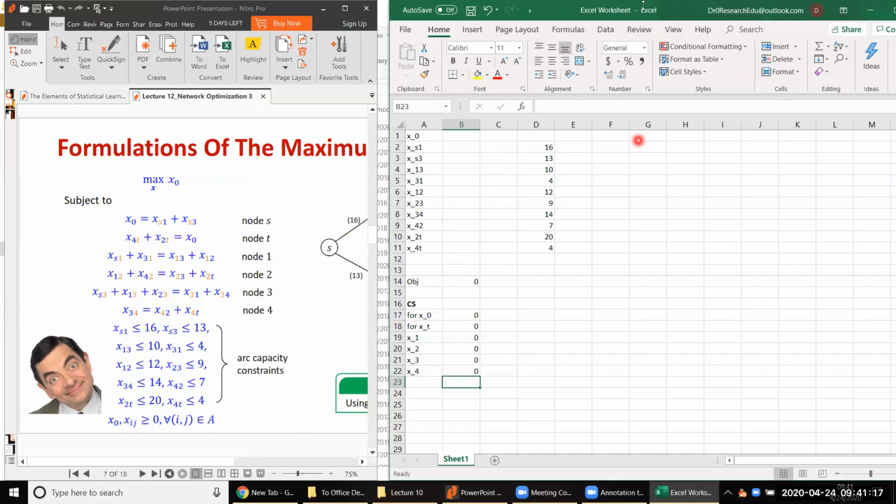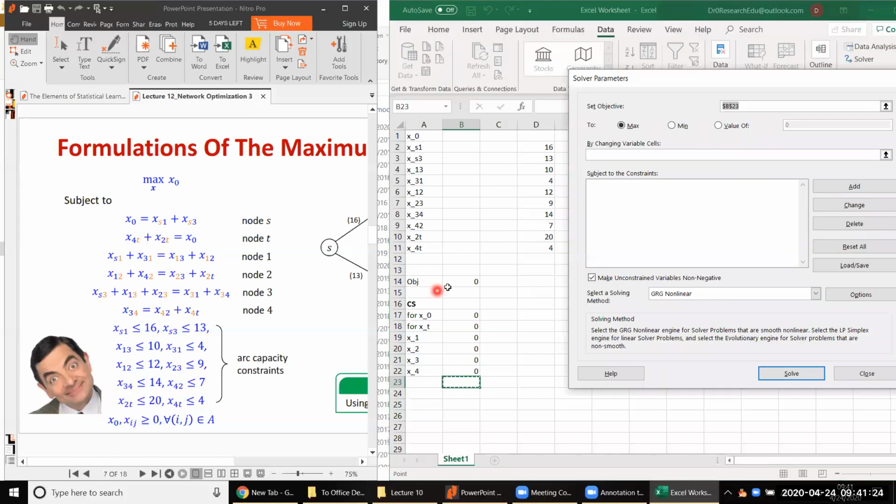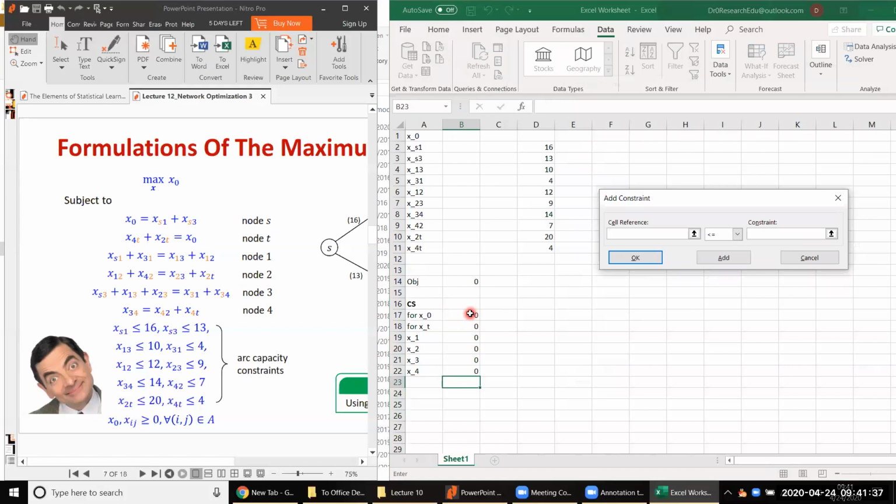Then let's go to Excel Solver to see what's going to happen. Data, Solver. Okay. So I want to maximize this one, and the changing variables are here, and everything is non-negative. So this guarantees that everything is non-negative. Let me use the simplex method and add constraints. First of all, you need to add all these things that are equal to 0.